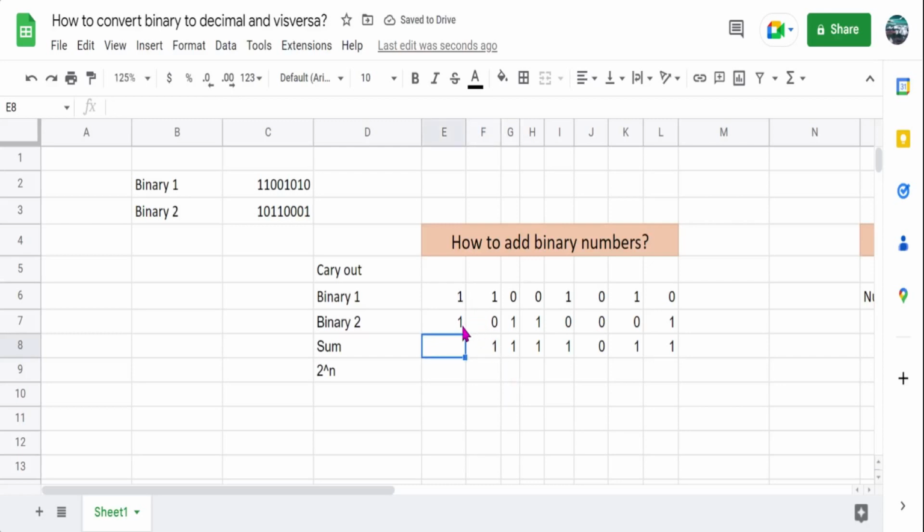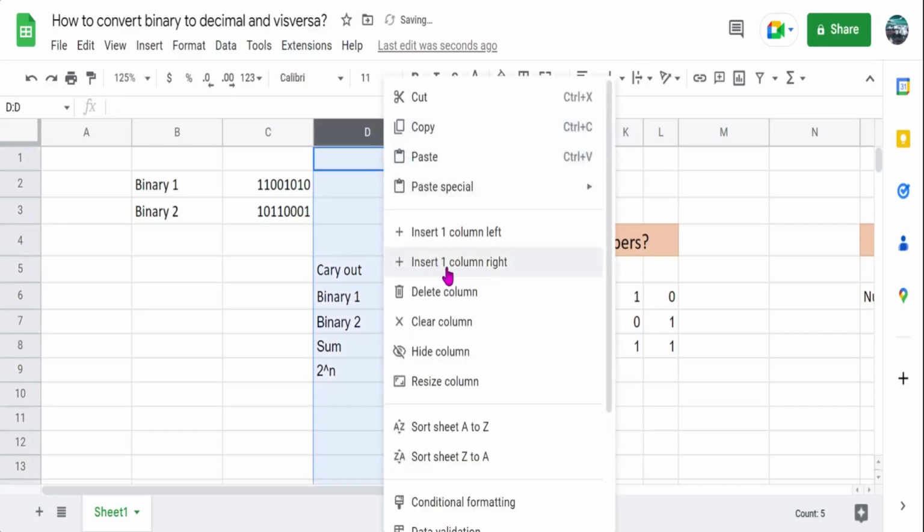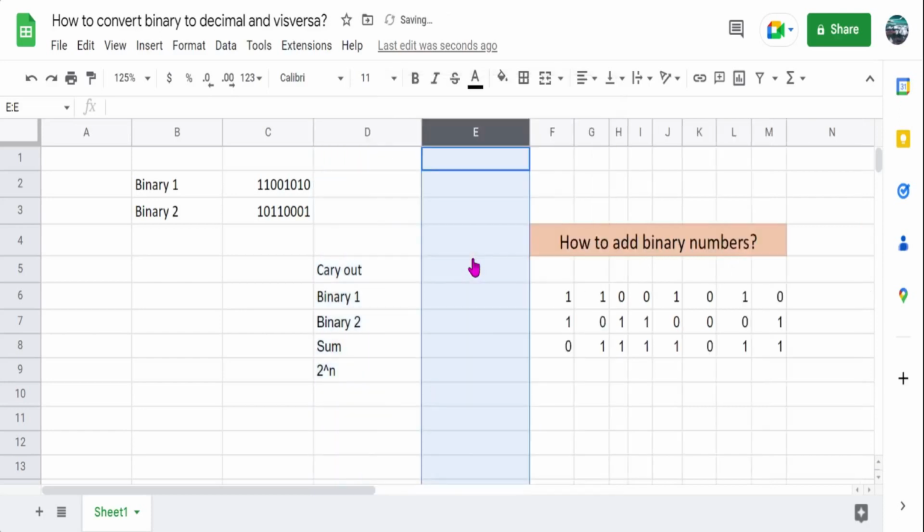1 plus 1, we cannot say the value is 2 because we are always talking about binary values. 1 plus 1 has the option to be 1 or 0. Every output in a binary addition is either 0 or 1. So the value here is 0 and the rest, the carryover, will move to the next column, the column to the right. So 1 plus 1, 0. The carryover will move to binary 1. This is carry out.